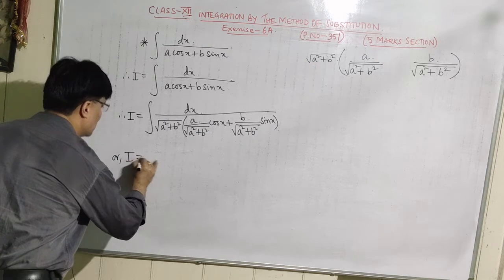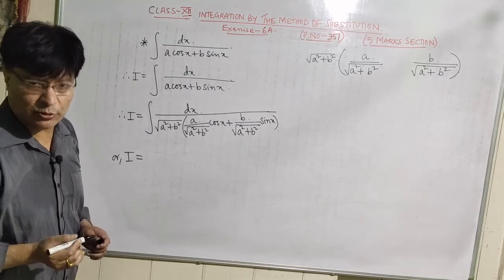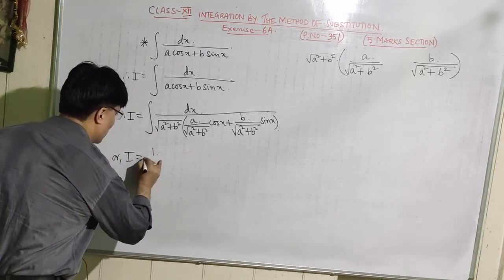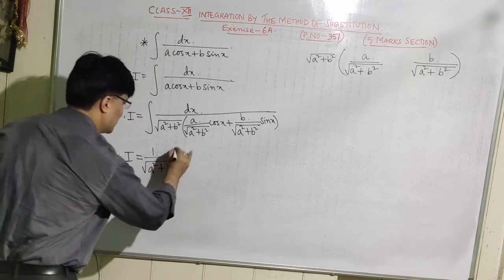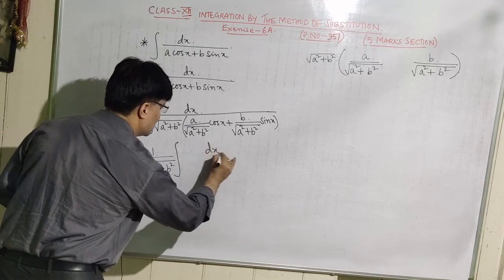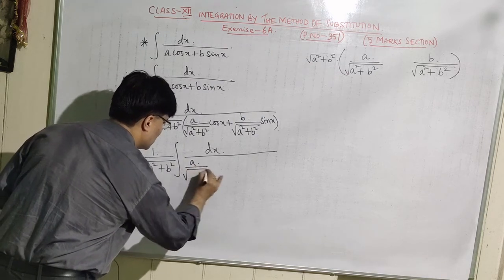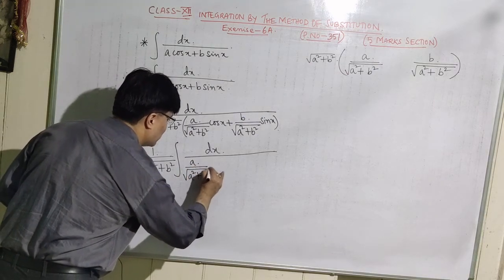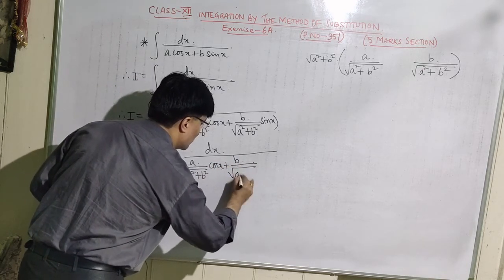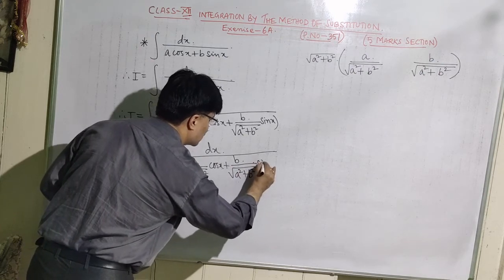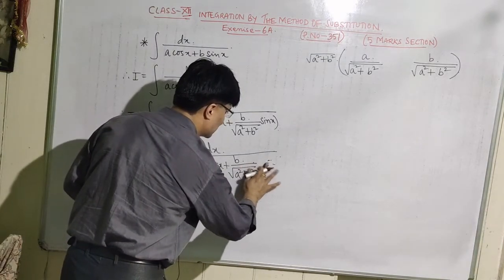Or I is equal to, now 1 upon root over a square plus b square is constant, you know that, so you can take it outside. 1 upon root over a square plus b square. Then integration of dx divided by a upon root over a square plus b square cos x plus b upon root over a square plus b square sin x. Is that clear? This sin x is in the numerator actually.